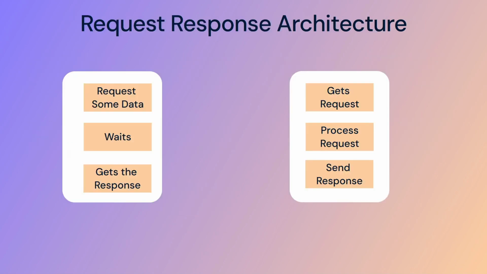So in the request response architecture, we have service 1 and service 2, and the service 1 requests some data from the service 2, and service 2 processes the request. Until it is processing, the service 1 waits, and then after processing is completed, the service 2 sends the response back to the service 1, and this communication happens over the HTTP or gRPC.